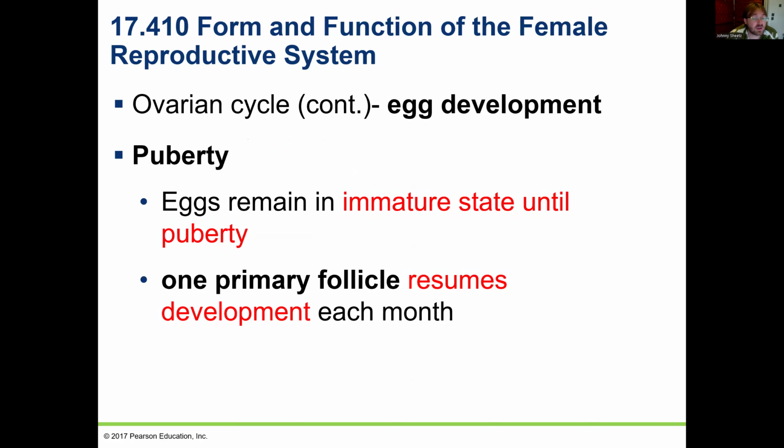Now, ovarian cycle continued, egg development, puberty. The eggs remain in an immature state until puberty, and then at that point, each egg is going to develop into a single primary follicle over the course of a month until menopause, which is what happens when an individual runs out of eggs at the end of their reproductive lifespan. So it usually occurs in women in their 50s.